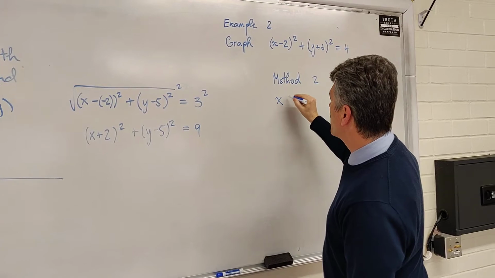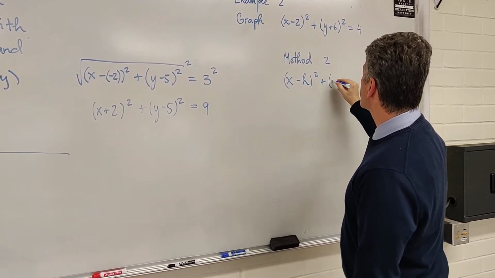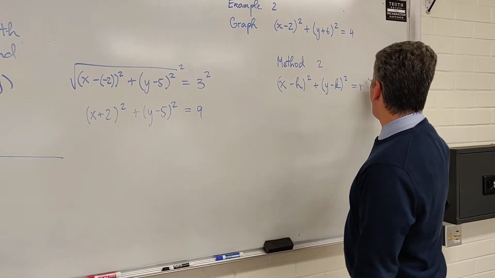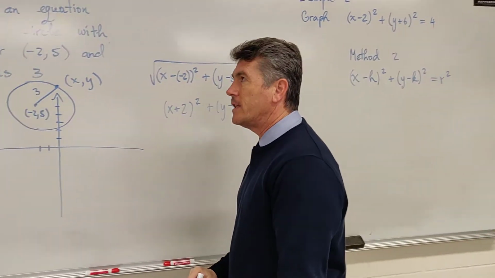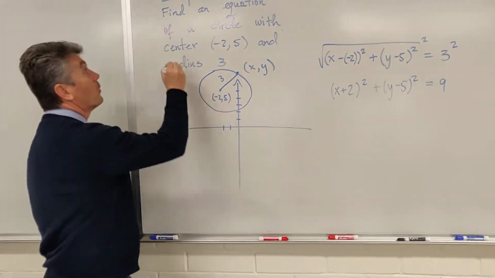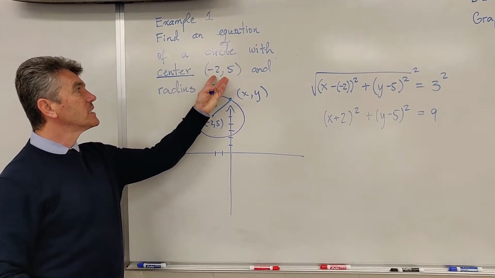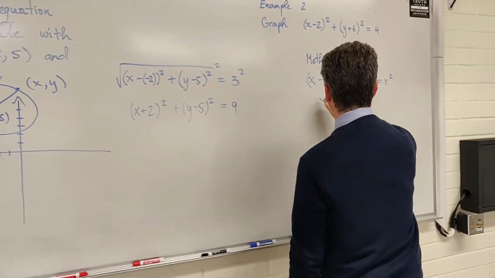Start by writing the formula. (x − h)² + (y − k)² = r². Read the problem carefully. There are hints given to you. The word center is a hint. You are told the center is at the point (−2, 5). Let's see what that means.